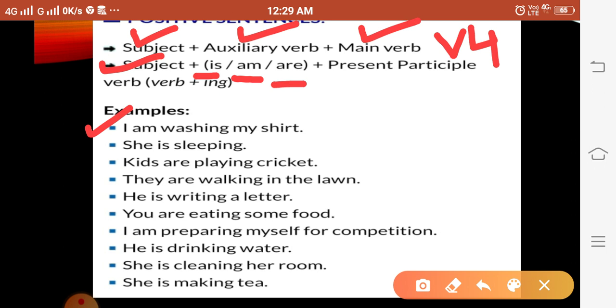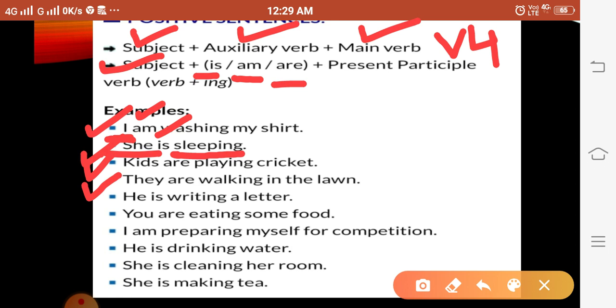She is sleeping. Kids are playing cricket. They are walking in the lawn. Now you notice one thing: in the first sentence our subject is I, that is why am is used with that. In the second sentence our subject is she, that is why is, the auxiliary verb, is being used with that. And then the fourth form of the verb, which is made using first form plus ing: sleep plus ing, sleeping.